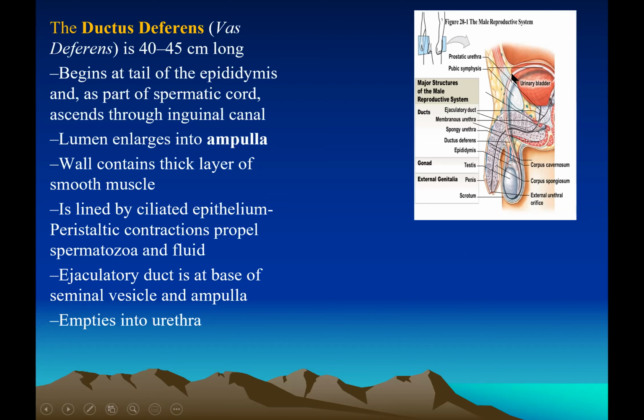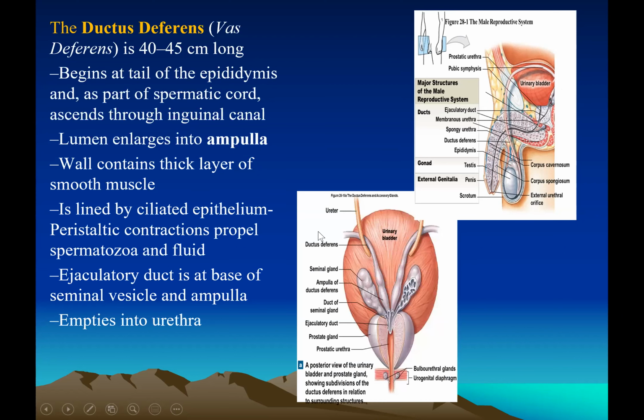So this can contract and relax, and it can have peristaltic movements. We've seen peristalsis in the GI tract, and in the urinary tract also. Now we are seeing peristaltic movement in the ductus deferens. So this will squeeze the sperm up over the urinary bladder and then down to the urethra. So the ampulla is here, the ejaculatory duct, and this is the urethra.